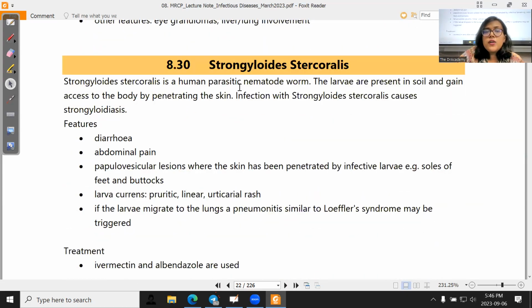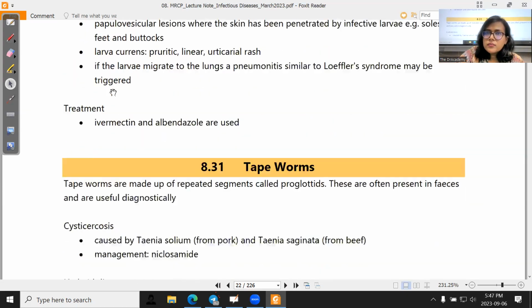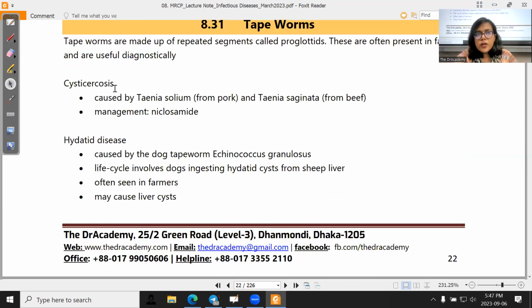Larva currens is seen in which type of condition? Strongyloidiasis, right. And here, Dr. Anupam Vishwas, can you hear me? Yes. Okay, so what's the treatment for strongyloidiasis? Ivermectin and albendazole. Okay, yes, very good. And what's the treatment for vaginal candidiasis?